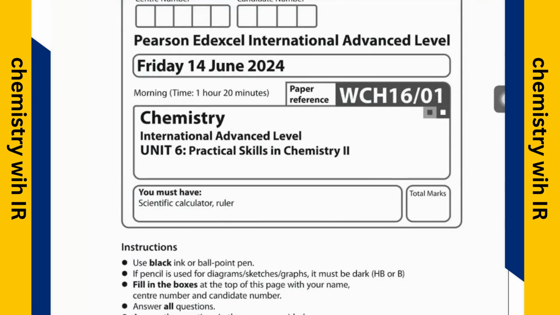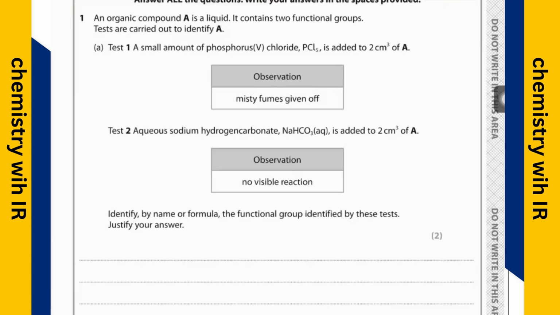This is the June 2024 paper, Unit 6. So they are saying question number one: an organic compound A is a liquid. It contains two functional groups. The tests are carried out to identify A. Test 1: a small amount of phosphorus chloride is added to 2 cm³ of A. Observation: misty fumes given off.